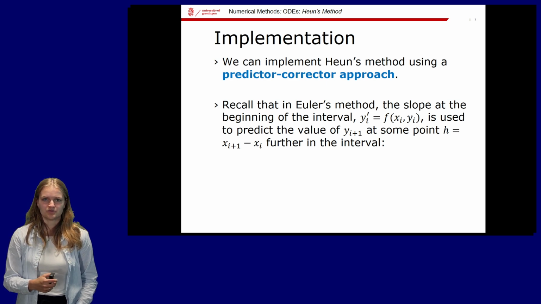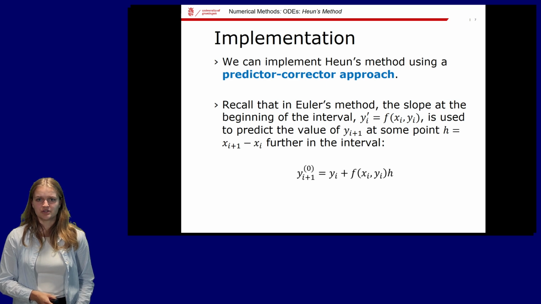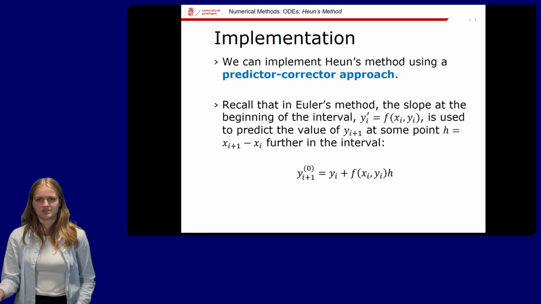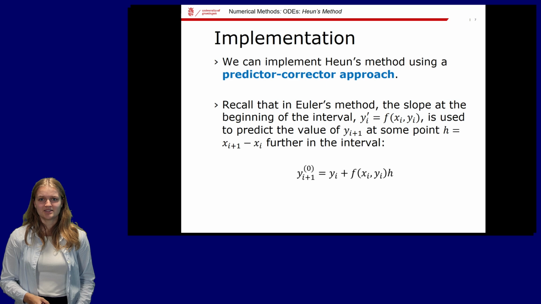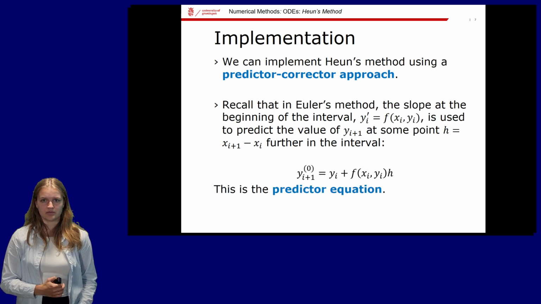And we use that to predict the value of y at some point further along in the interval. And that is depicted here in this equation. We have y at i+1 is going to be equal to y_i plus this derivative of y at i times the step size h. And now we use a superscript of 0 to indicate that this is a predictor of the value of y_{i+1}. So we call this a predictor equation.